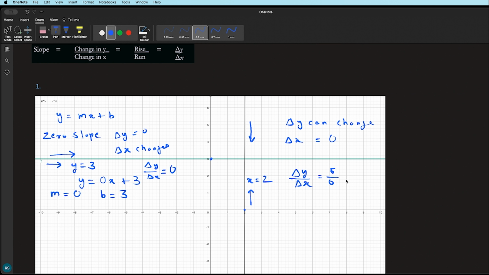So if you have studied in maths, any number upon 0 is defined as infinity, but we cannot have an infinite slope. Okay, so we can represent it as no slope, or undefined. So it is represented by no slope.